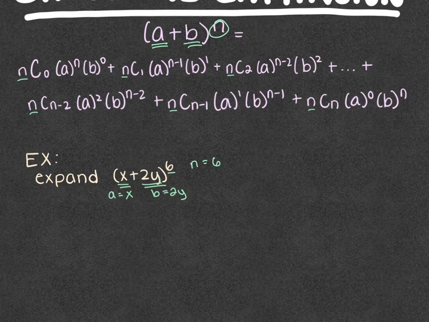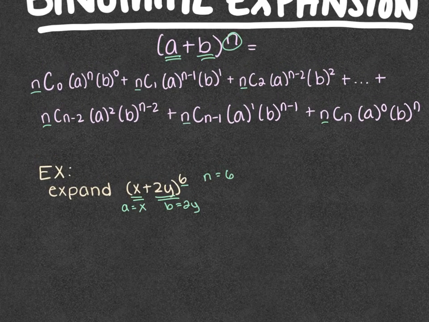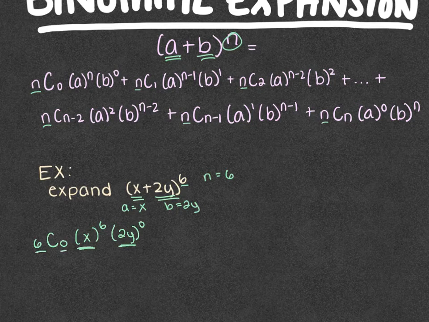So if I want to plug this in, we're first going to start with 6, always 6C0. We always start with the 0 on the right side. My first term, x, is going to the power of n, so 6. And then my second term is going to the power of 0. Okay? What's going to happen is the first term goes to the highest power, and the second term goes to the lowest power.